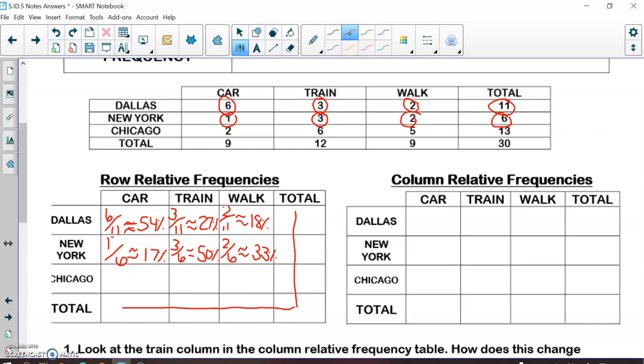All right, now we're going to work on the Chicago row. So we do 2 out of 13. 2 divided by 13 comes out to be 15%. All right, and then 6 out of 13 comes out to be about 46%. And then 5 out of 13 comes out to be about 38%.